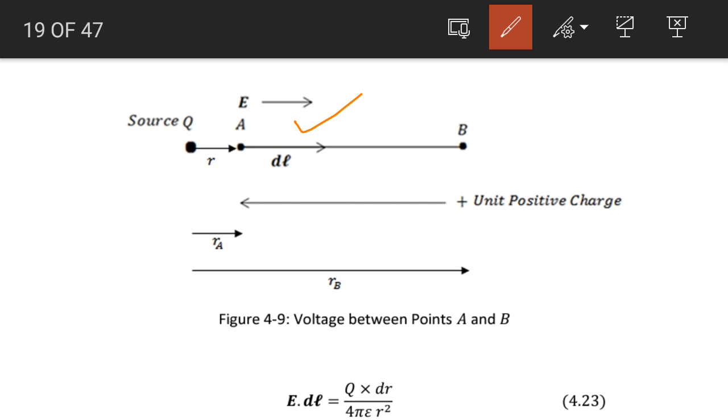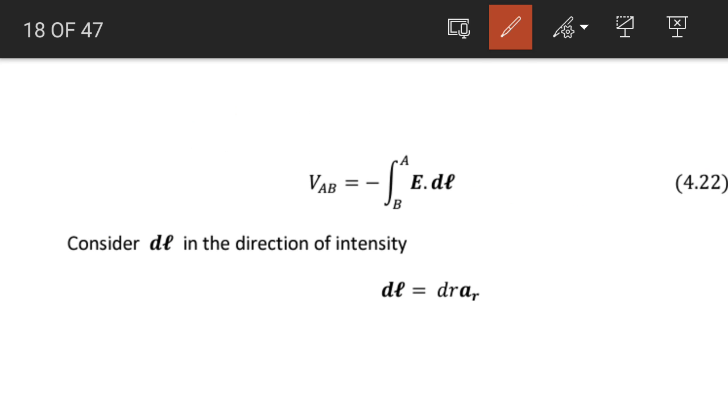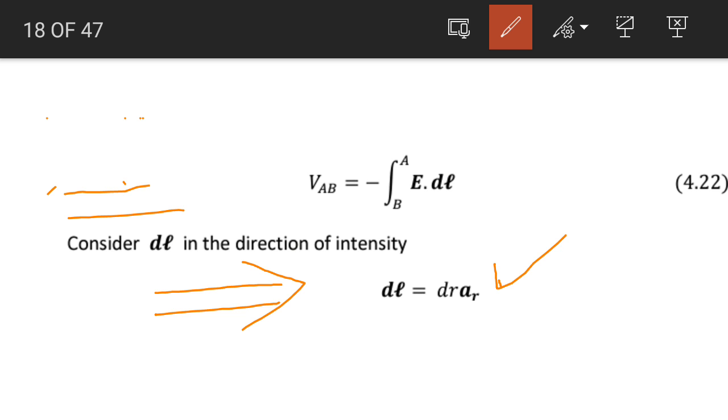Now we consider a very small portion of the distance between point A and B. The differential length vector in the direction of the electric field intensity will be equal to dr ar. If we want to find out the voltage between point A and point B, we can find it with the help of this integration.